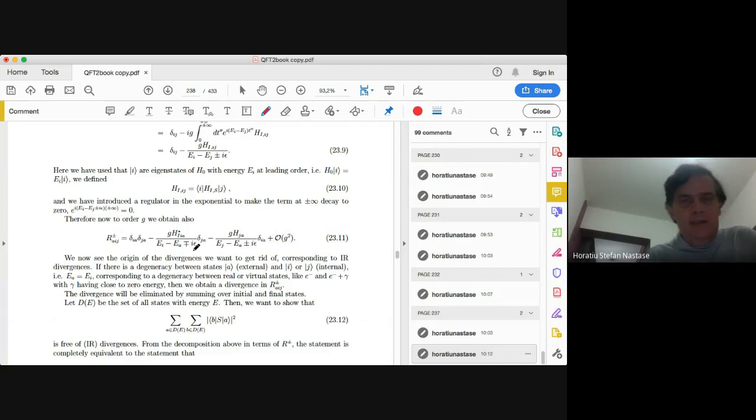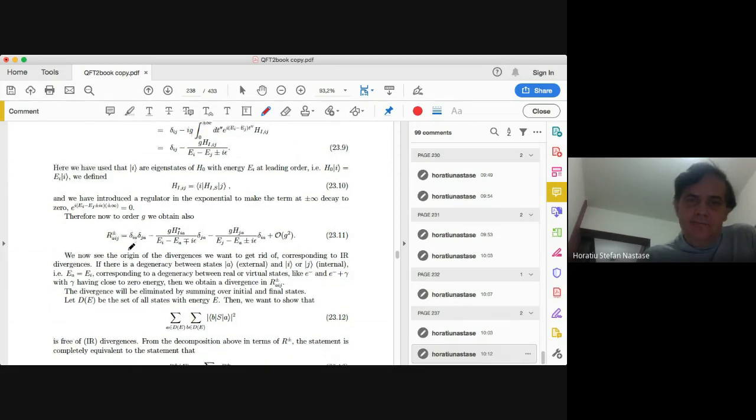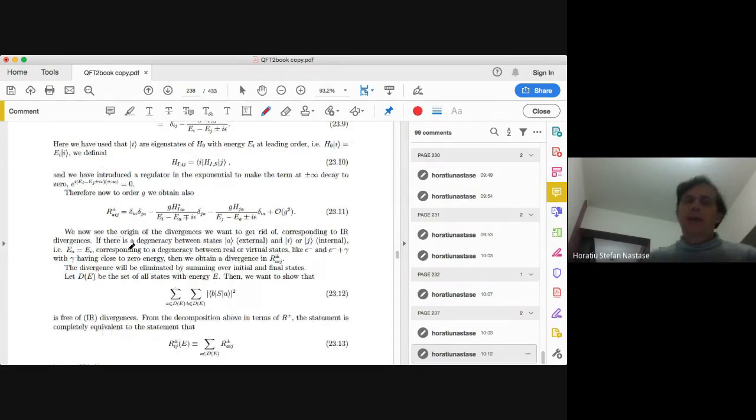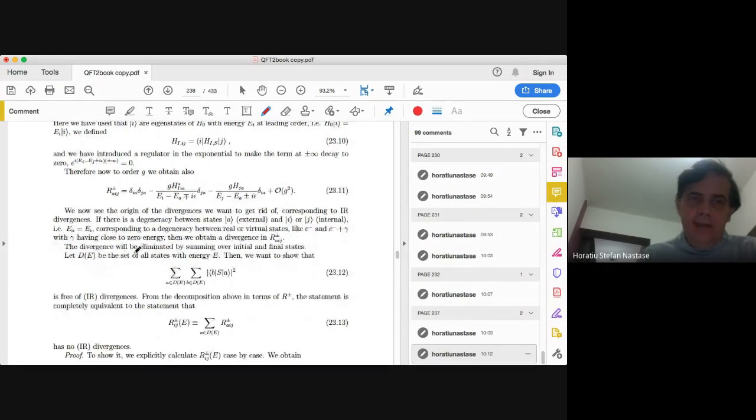We could also interpret this in terms of collinear divergences, but we need to think how to formulate this better. But anyway, the point is, this is indeed an infrared divergence in R plus minus Aij. And the divergence will be eliminated when we sum over the internal states I and j. So let's consider the domain of states with energy E, D of E, the set of all states with energy E.